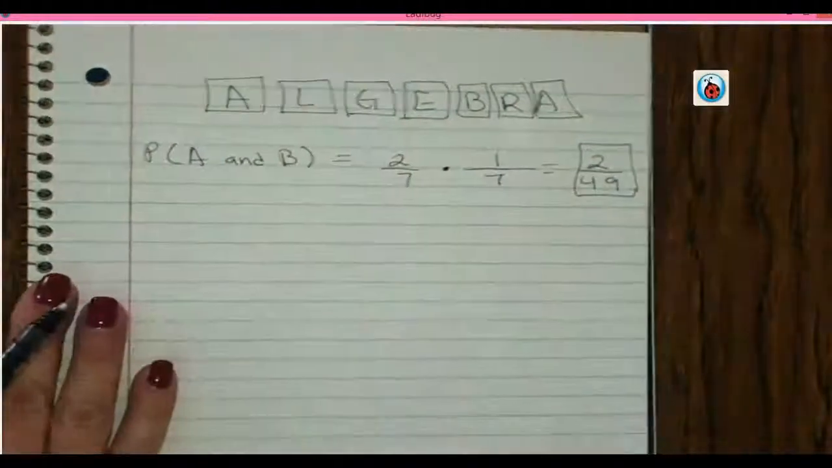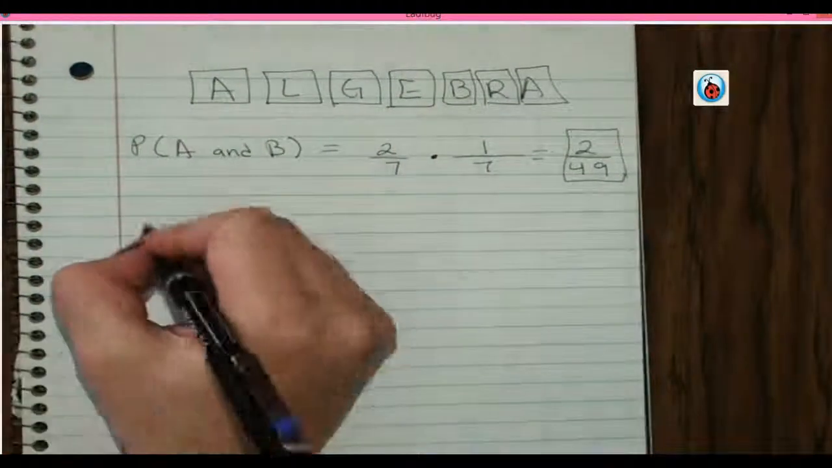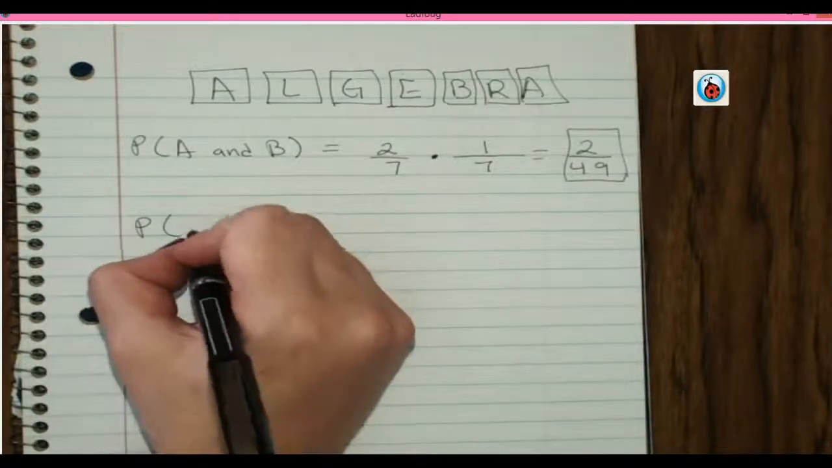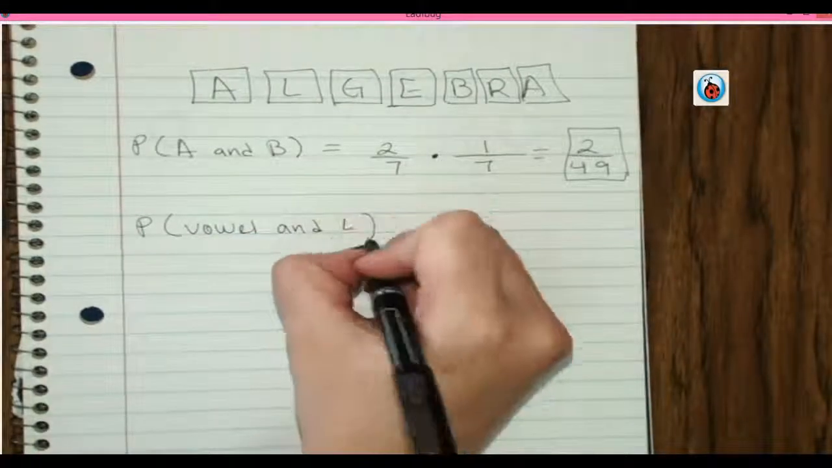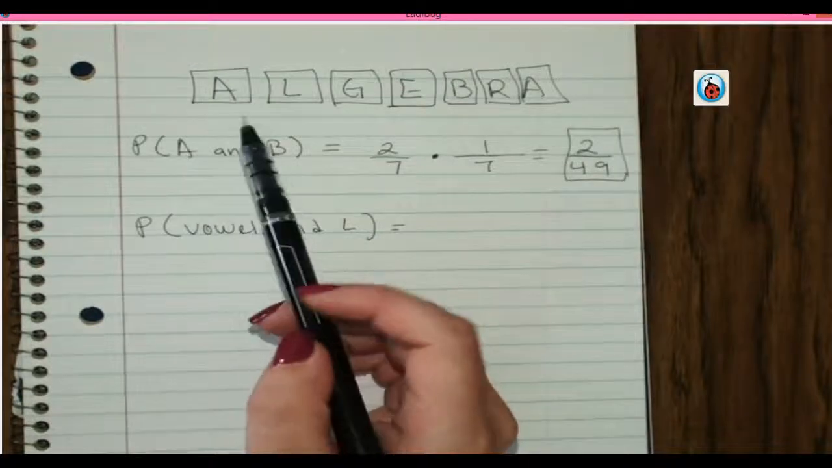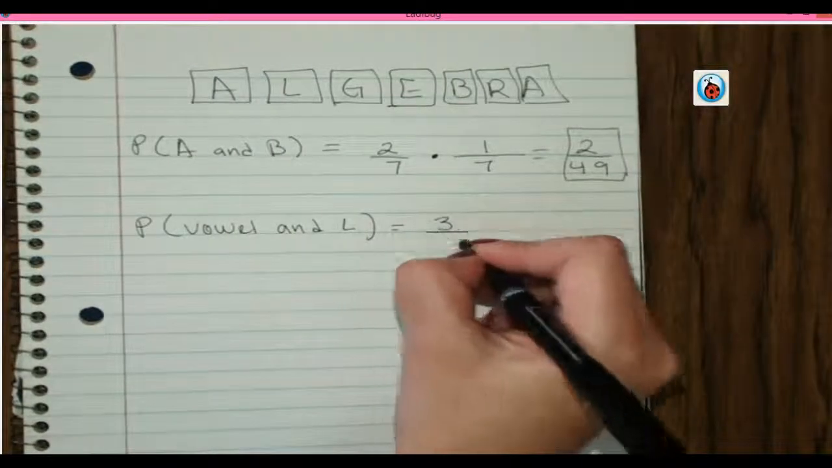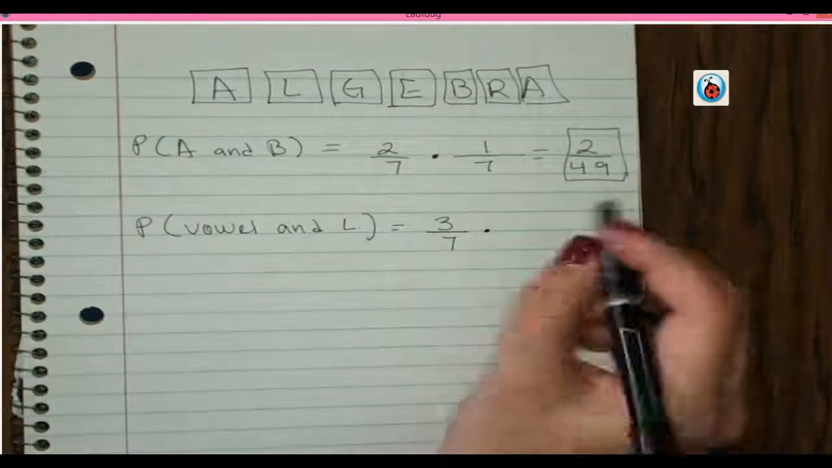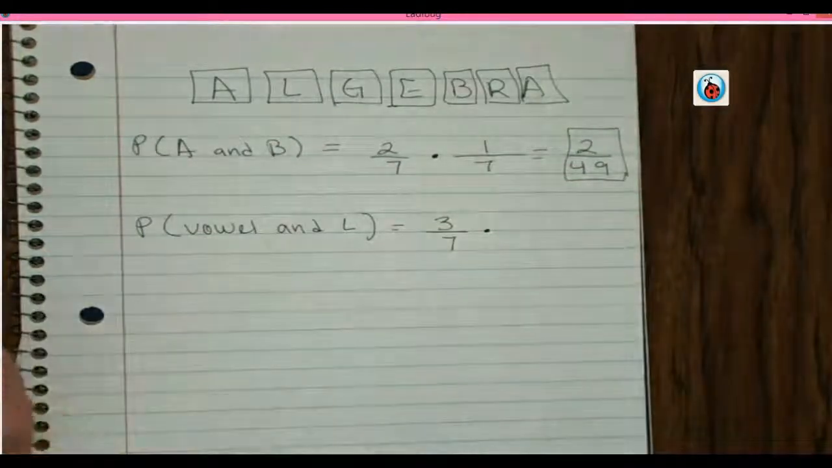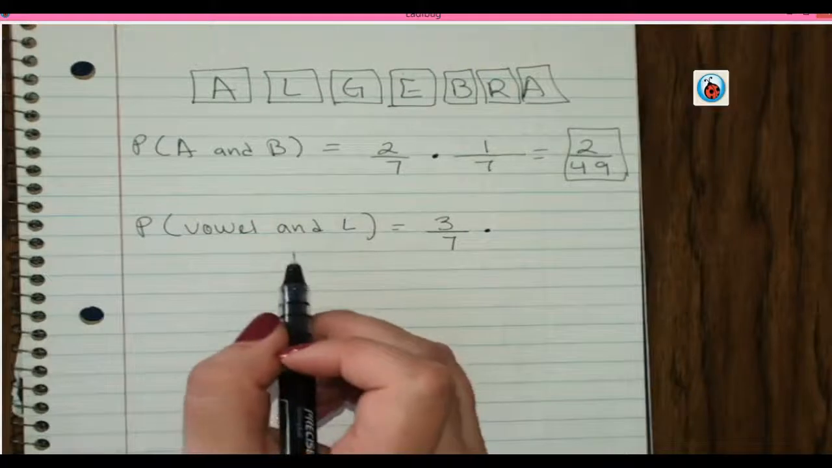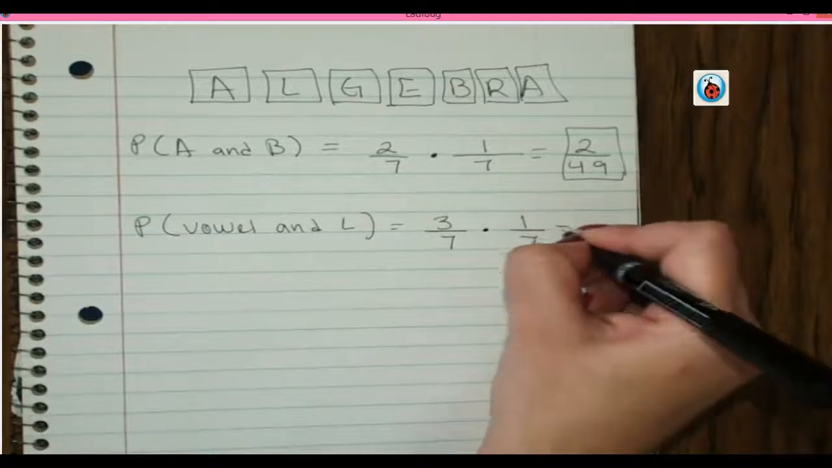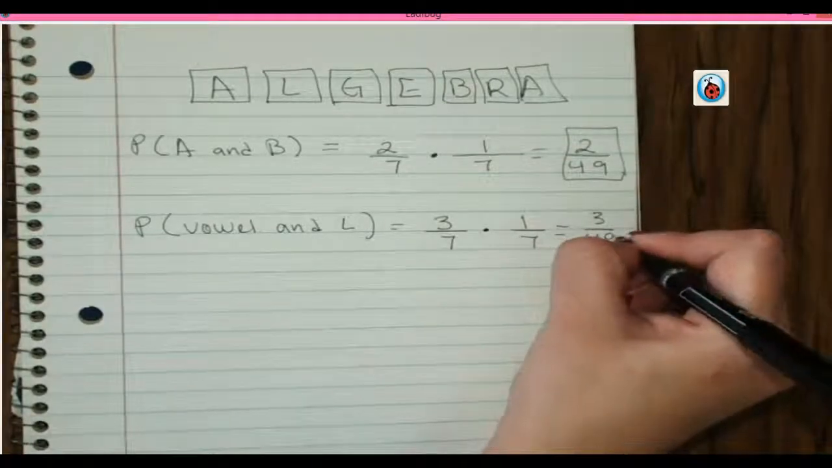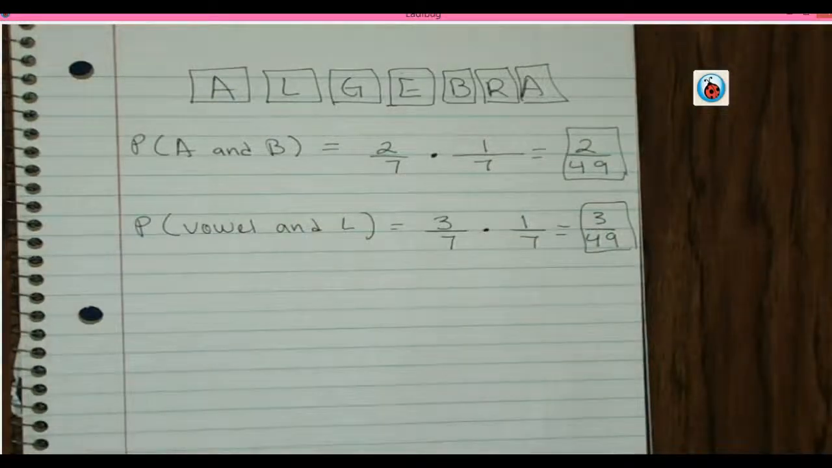Let's say we have this same word, algebra. And I say, what is the probability of picking a vowel and L? How many vowels? 3. So 3 out of 7. And what's the probability of an L? Did I say the keyword? Okay, I forgot. So probability of a vowel, replacing the card, and then picking an L. So that means 1 out of 7. So 3 over 49. So on the test it doesn't say the keyword.